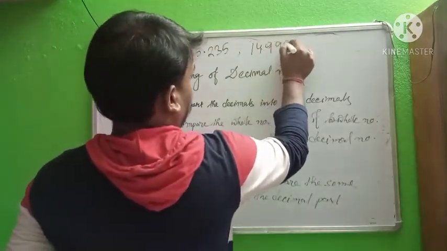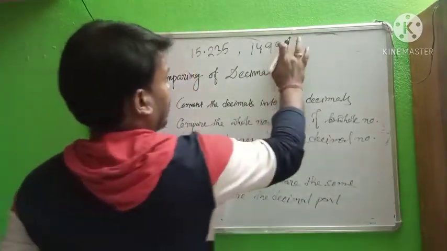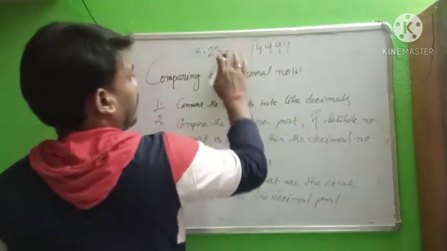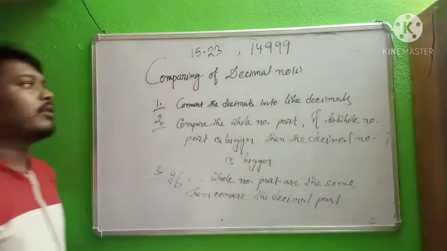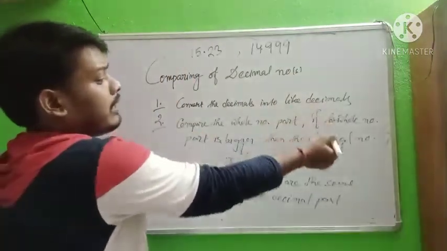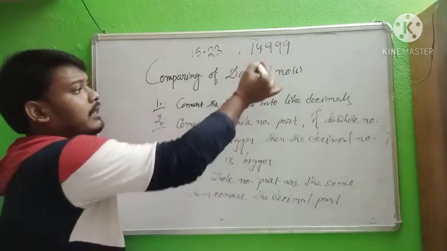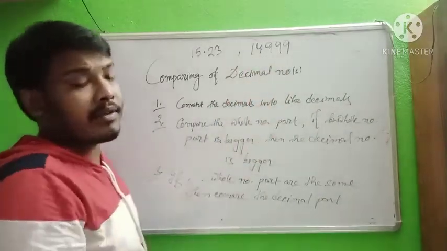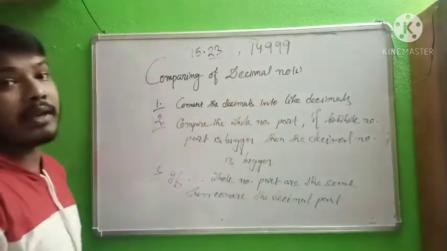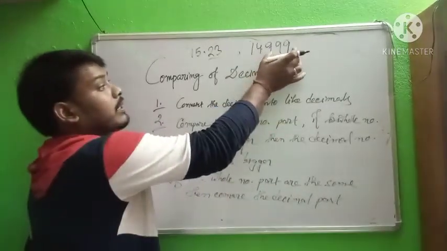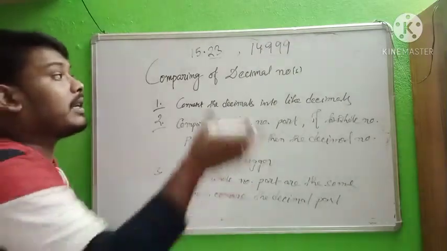14.999. Okay, so which one is bigger? So first we convert into like decimals. Like decimals means after the decimal point the same number of digits are there. So here 3, here 2.